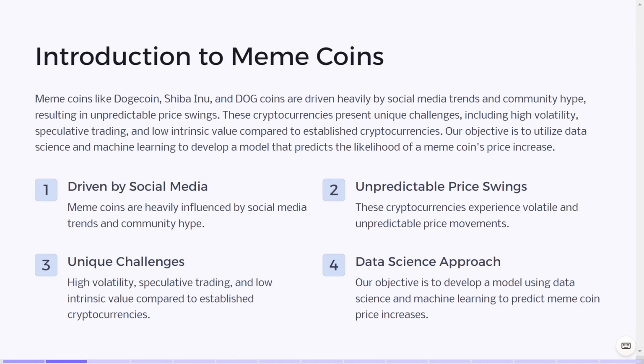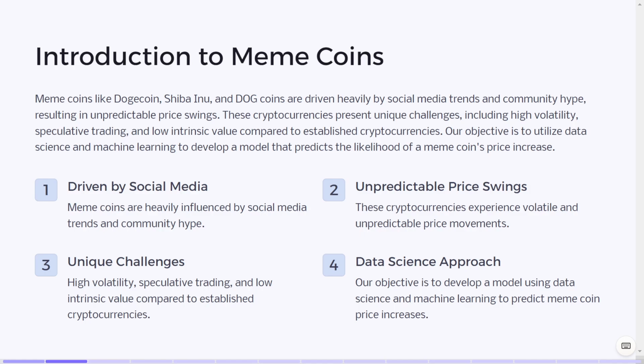Meme coins are a unique category in the cryptocurrency market. Unlike established coins like Bitcoin or Ethereum, meme coins often have little intrinsic value and are driven primarily by social media hype and community enthusiasm. Examples like Dogecoin, Shiba Inu, and DOG on Bitcoin have shown explosive growth at times, only to crash just as quickly. The high volatility makes these coins particularly risky, but also potentially lucrative for investors who can anticipate market movements.